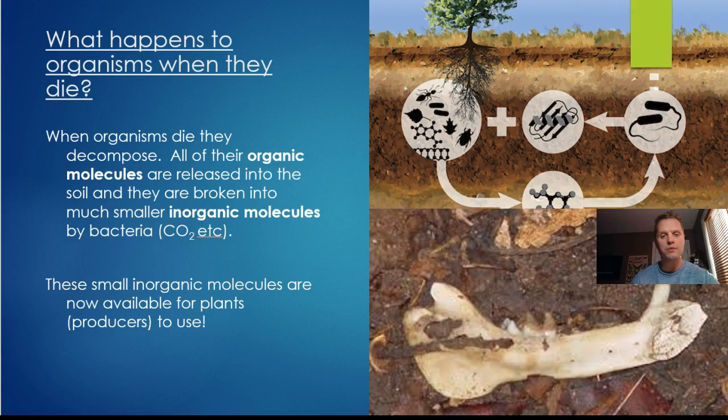So what happens to organisms when they die? Well, when organisms die, they decompose, and the living organic molecules get broken down into inorganic molecules by decomposers like bacteria. And you release a lot of CO2 and other inorganic molecules that can be used by plants or producers to grow themselves. So in a sense, organic molecules get broken down to inorganic molecules, and then they serve as a fertilizer to new life and new plants.